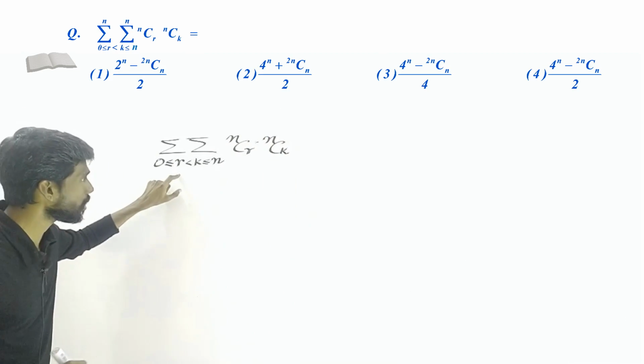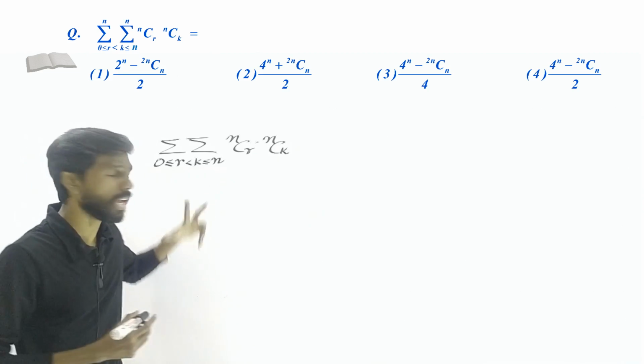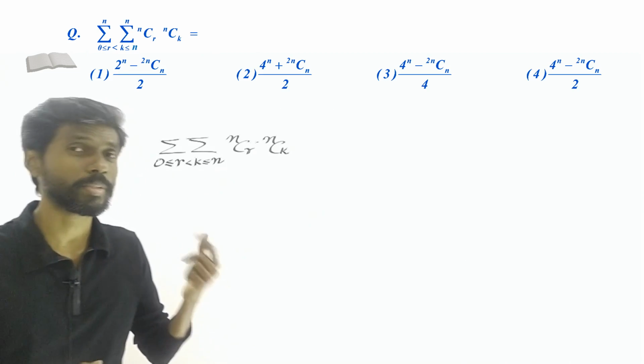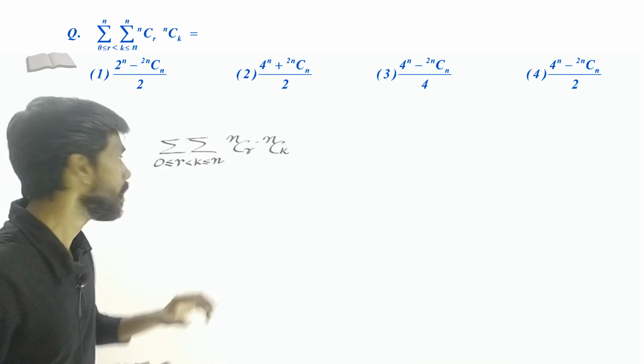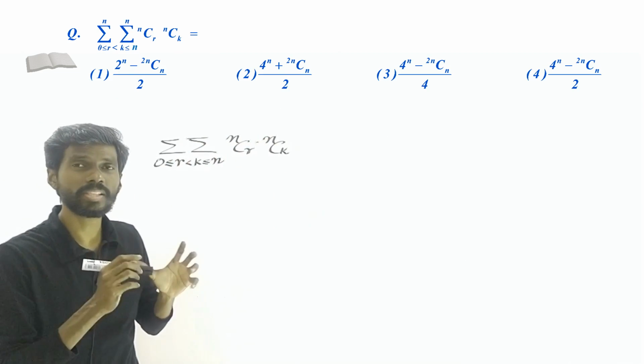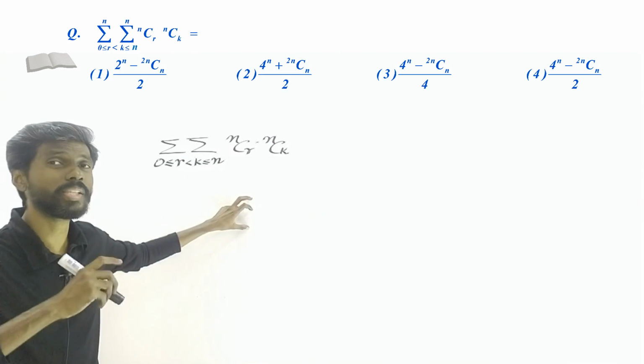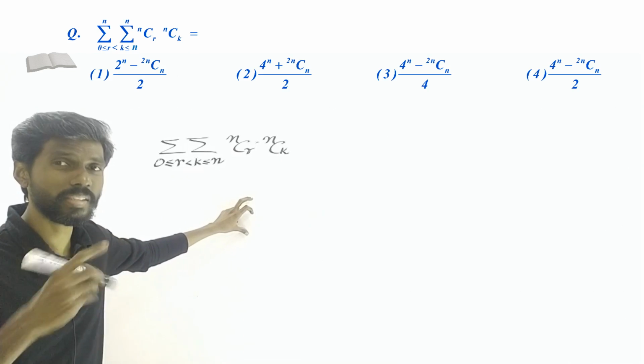What is the meaning of this? See, let us take the first one. R is 0. If R is 0, K cannot be 0 because K must be greater than R. K may be minimum 1. See, like nC0, nC1, nC0, nC1. Similarly, nC0, nC2, nC0, nC3, etc.